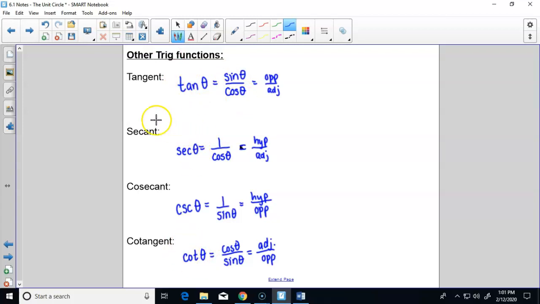Now, a couple of things that you definitely need to know: tangent is sine over cosine. The other three are what we call reciprocal identities. What does it mean to have a reciprocal? It's not opposite. Opposite would be like the negative of something. It's flipped, right? So the reciprocal is just the flip. So cotangent is the reciprocal of tangent. So if tangent is sine over cosine, cotangent is cosine over sine. Secant is the reciprocal of cosine. So whereas cosine is adjacent over hypotenuse, secant is hypotenuse over adjacent. So it's 1 over cosine. And then cosecant is the reciprocal of sine.